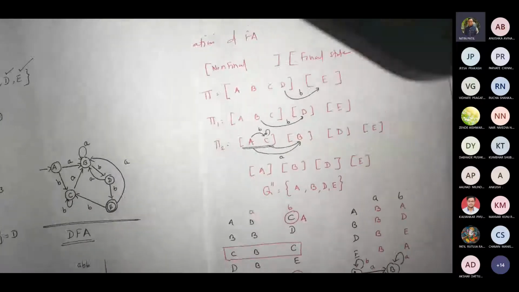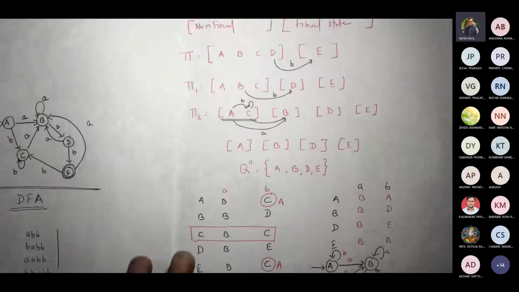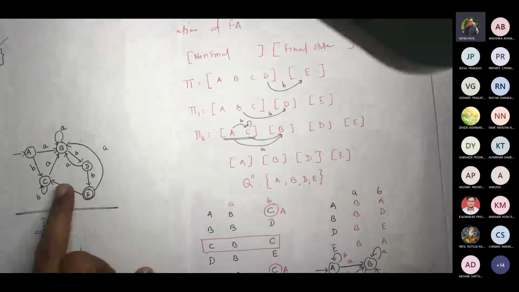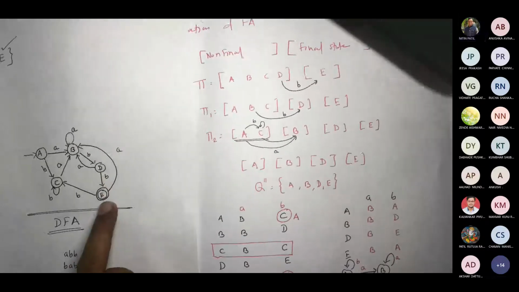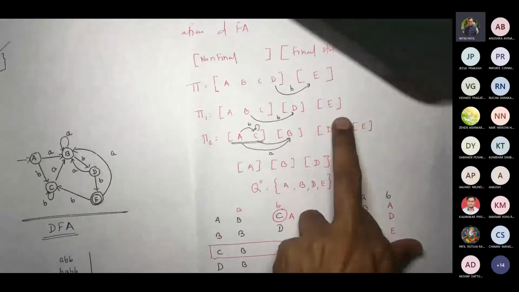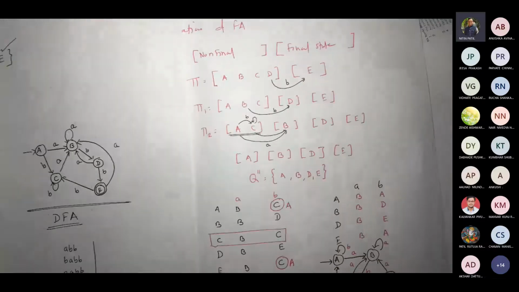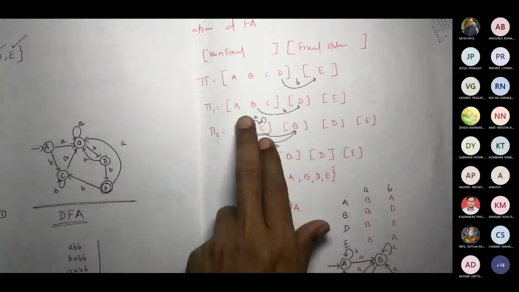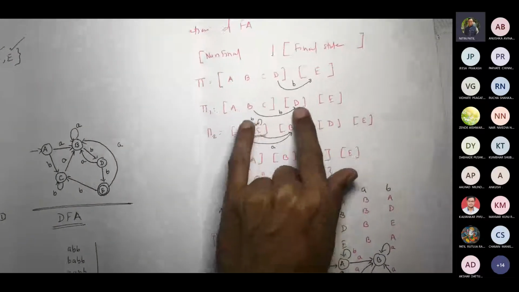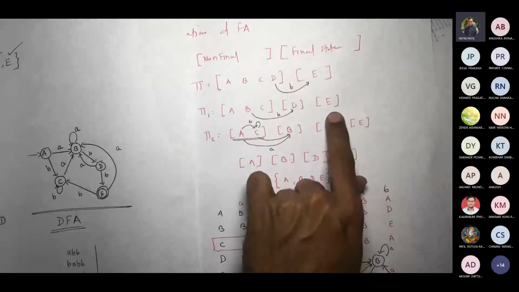So I will let you know what the situation is even for this case. Fine. So what we did was we tried finding out for D, it is going to E. That's why we separated D. So we got A, B, C, D, E. Correct? Then we took A, B, C to be one group, D to be another, and E to be one another.